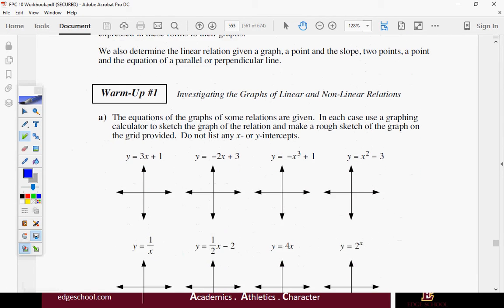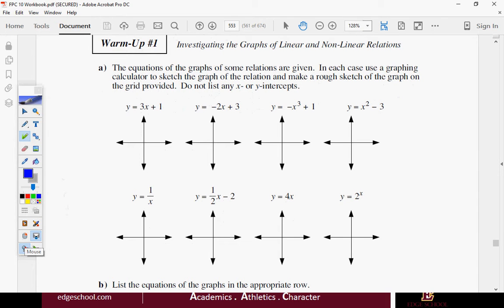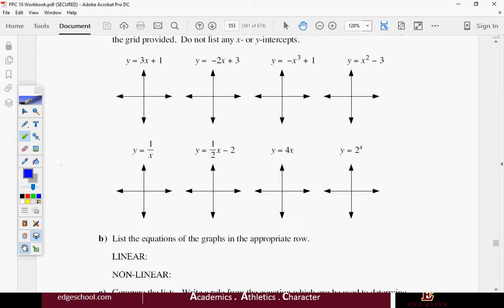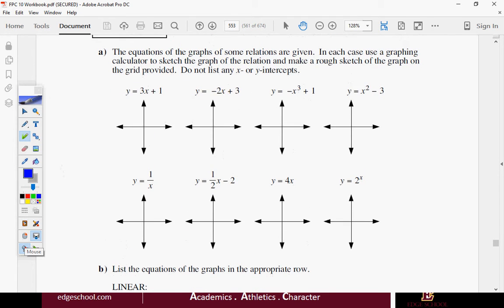Let's look at some things here. I won't throw too much at you at once. Investigating the graphs of linear and non-linear relations. The equations of graphs of some relations are given. In each case, use a graphing calculator to sketch the relation. Do not list any x or y intercepts. You don't have to list anything. We're just sketching the graph. Go ahead and practice punching these into the calculator so you can see which ones are linear and which ones aren't. I'll give you a second, but I kind of know these already.